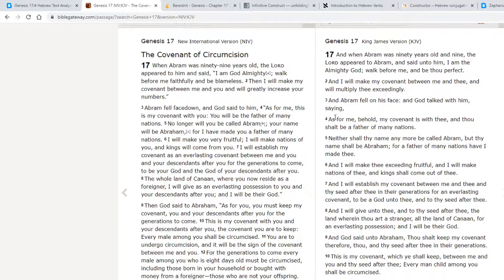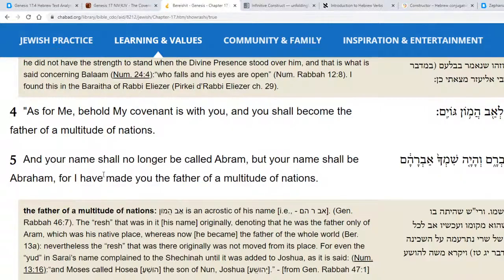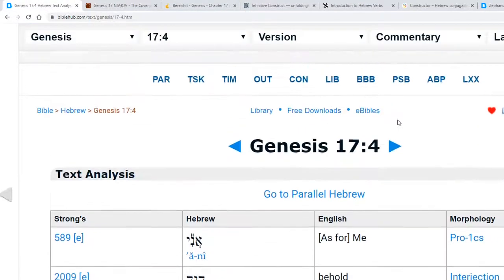And as for me, behold, my covenant is with thee, and thou shalt be a father of many nations. Okay. NIV: As for me, this is my covenant with you. You will be father of many nations. Okay, the father of many nations. Chabad: As for me, behold, my covenant is with you, and you shall become the father of a multitude of nations. Okay. Yeah, I see it. Fortunately, there is no Rashi on itach. I'm wondering why that is. If I remember, I will look it up later. Okay.